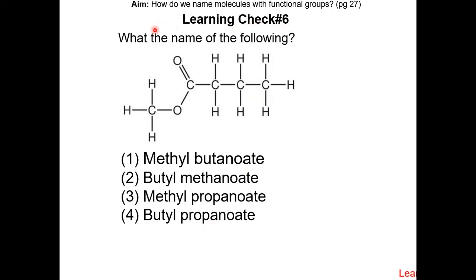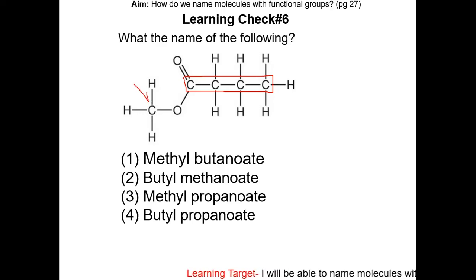Learning check number 6. What is the name of the following? Pause the video. Resume when completed. This compound is an ester. The first step is to identify the parent chain, which has a C double bond O. The parent chain is 4 carbons long. The R group is only 1 carbon. So the name of this compound is methyl butanoate, choice 1.